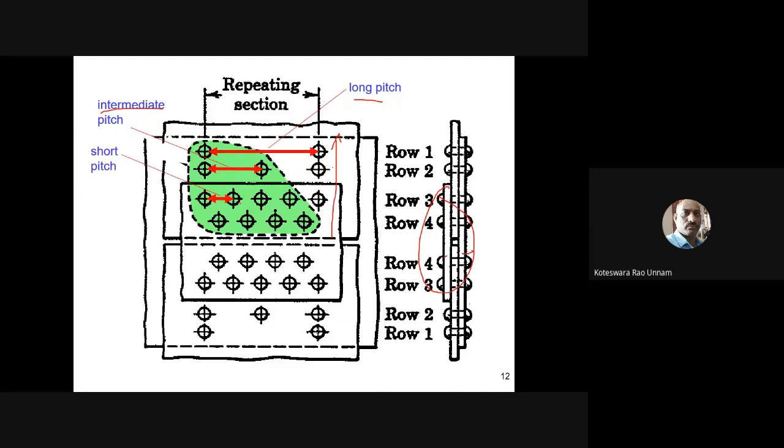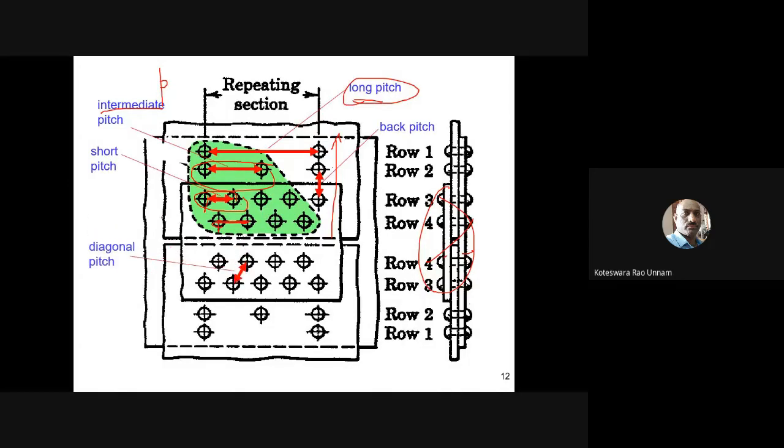So at the inner row, you can take this one or this one, both are the same. You can call this one a short pitch or even this one also a short pitch. So these two values are the same. The distance between these two rivets and these two rivets is the same. That's why it is called short pitch. Then you have an intermediate pitch and you have a long pitch. That means if this type of joint is there, we need to define three pitch values, not only one single pitch.